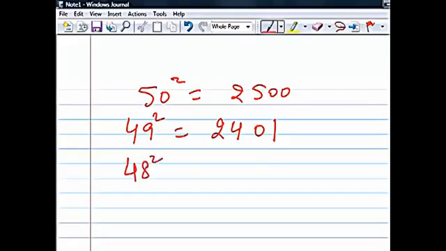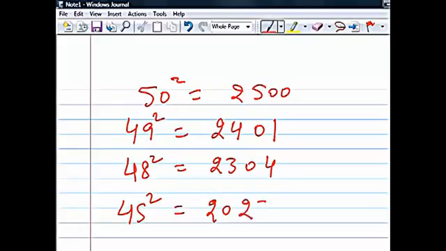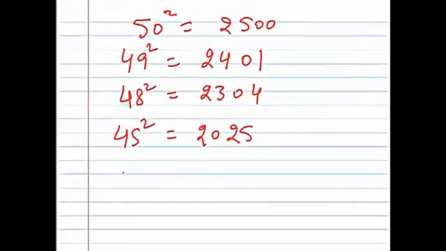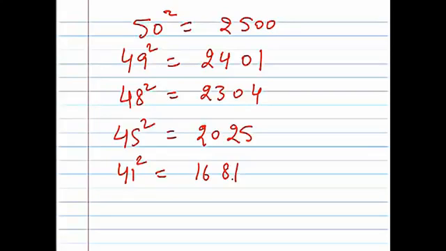Similarly, 48 square will be subtracting 2 from 25, that is 23, and 2 square is 4, so 2304. If I have to do the 45 square, I will subtract 5 from 25, that is 20, and take the square of 5, that is 25, that will be 2025. 41 square will be 25 minus 9, that will be 16, and 9 square is 81, so 1681.